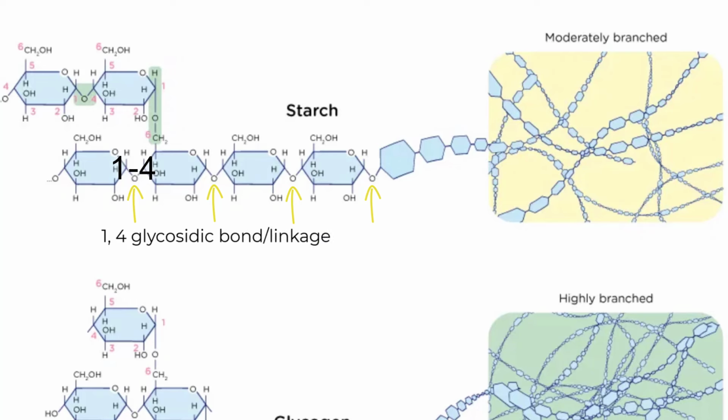If you look closely, you can see that all of the oxygen atoms on the 1,4 bonds are pointed down, and all of the glucose molecules are oriented the same way. This tells us that starch molecules only contain alpha glucose, which is very important to remember. Only alpha glucose, not beta glucose.